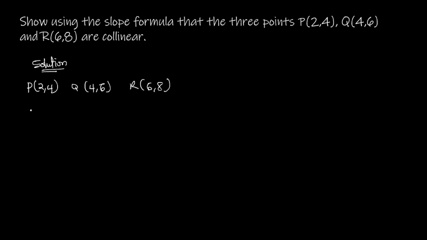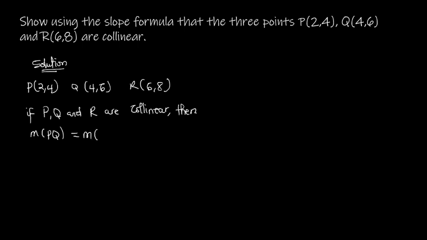Now, if these 3 points, P, Q, and R, are collinear, then the gradient of the points P and Q should be equal to the gradient of Q and R, and it should be the same as the gradient of P and R. Alright, so let's go ahead and find the gradient of each of these.